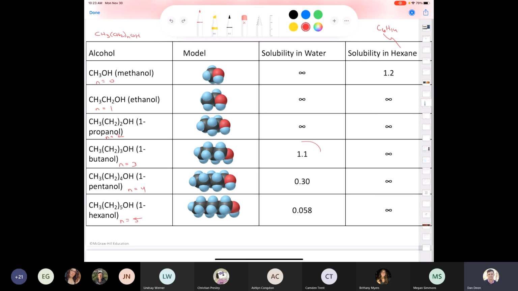You have to memorize these numbers, okay? What you've got to be able to do is compare two alcohols in a solvent, let's say, and be able to evaluate which one's going to be more soluble and which one is going to be less soluble.